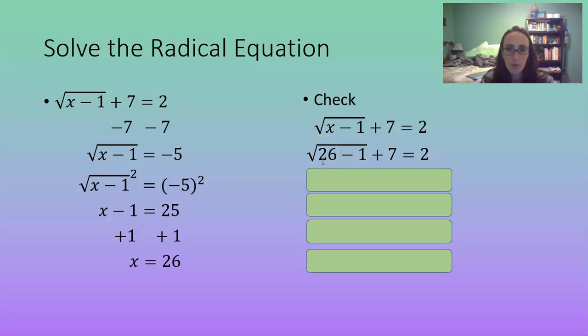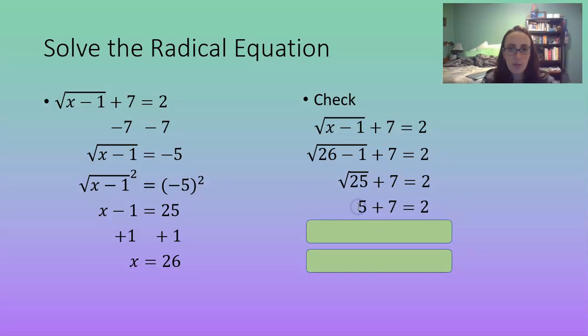I now have the square root of 26 minus 1 plus 7. I want this to equal 2. Simplifying, underneath my square root, 26 minus 1 is going to give me the square root of 25 plus 7. Now, continuing to simplify, the square root of 25 is 5. I need 5 plus 7 to equal 2. When I do 5 plus 7, I get 12.